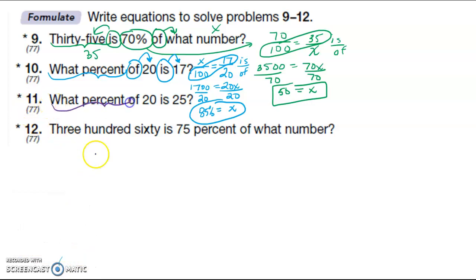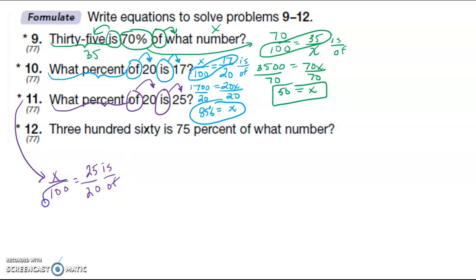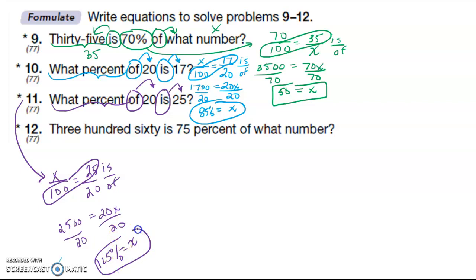Okay, and go ahead and change colors. This says what percent, so I'm going to do this down here. What percent? X over 100 is an of. So here of is 20. Is 25. So now we're going to cross multiply. 2,500 is equal to 20x. Divide. X is equal to 125. So that's 125%. And that is perfectly fine. Some kids get kind of freaked out if it's above 100%.